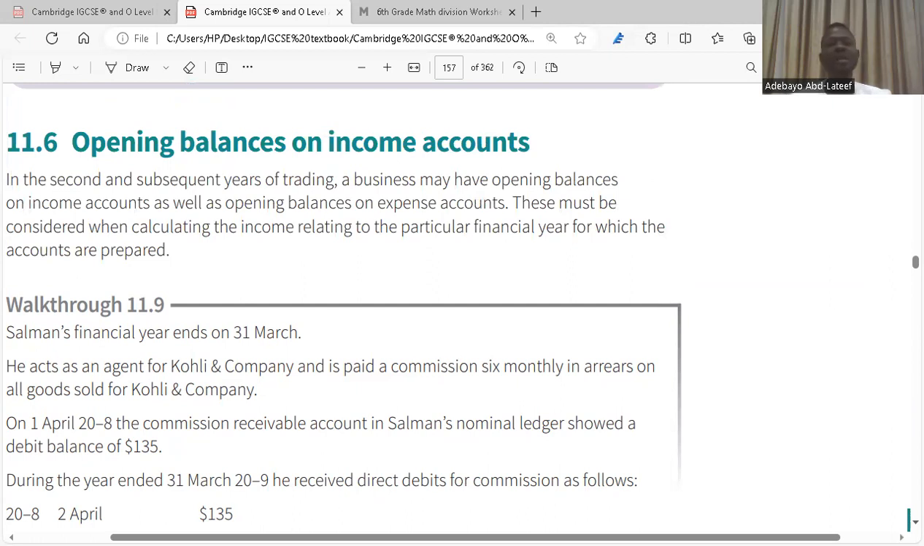In the second and subsequent years of trading, a business may have opening balances on income accounts as well as opening balances on expense accounts. They must be considered when calculating the income related to the particular financial year for which the accounts are prepared.